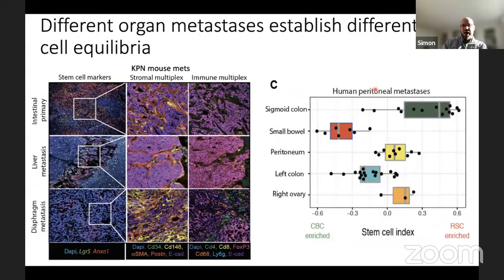And interestingly, we saw the same effect in human tumors. This is a shower of human metastases arising from the peritoneum. If those deposits fall on the sigmoid colon, those tumors are predominantly regenerative stem cell enriched. But if they fall in the small bowel on the serosal side, then they're actually predominantly crypt-based columnar enriched. So although the genotypes of these different metastases were all the same, this is all just from one patient, multiple metastases from one patient, depending on the organ that those metastases land in, the stem cell phenotype in the metastasis is quite profoundly different. So what we have here is the environment of the metastasis changes the stem cell phenotype in a clonally identical population.